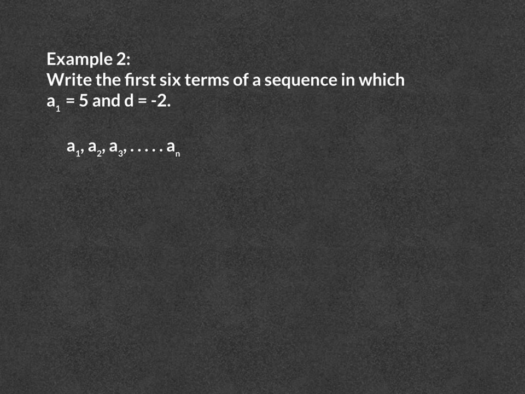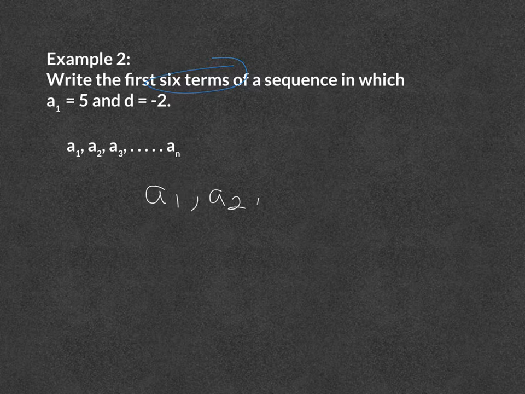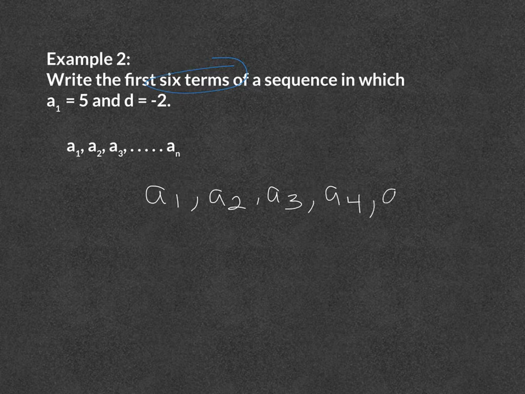So since I want the first 6 terms of this sequence, I'm going to go ahead and write my sequence as a sub 1, a sub 2, a sub 3, a sub 4, a sub 5, and a sub 6. So I know that my first term is a sub 1, which is 5. So I'm going to start off with 5. And my difference is negative 2. So that means I'm going to go down by 2 each time.